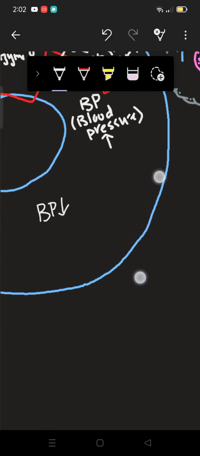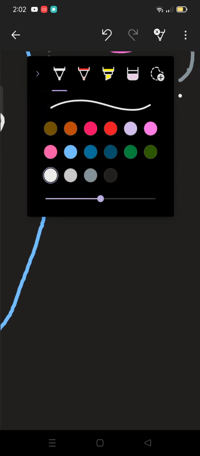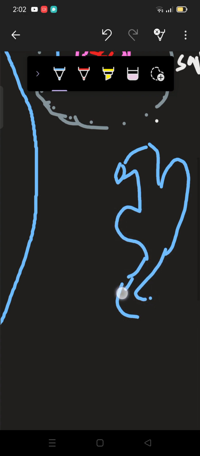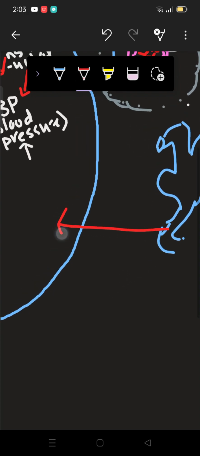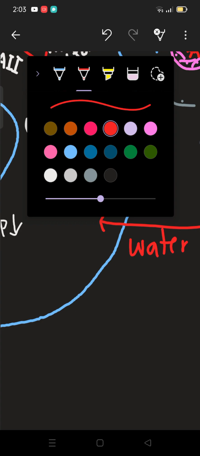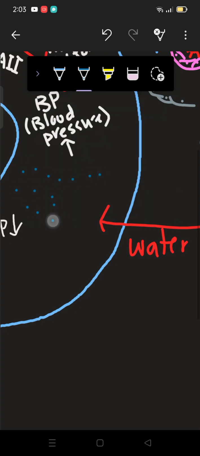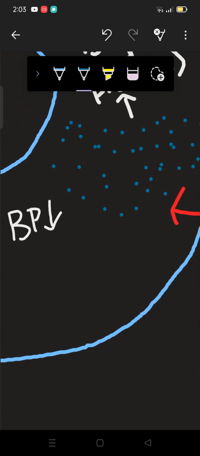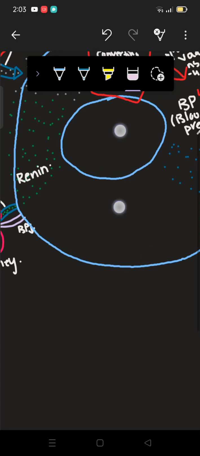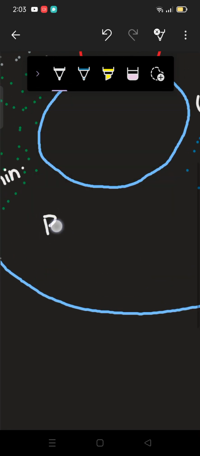Now we have the small intestine. This is the mouth, this is the stomach, then this is the intestine. From here water will be absorbed and water will come here. This is the water. Blood pressure is decreased, so that this process is happening.